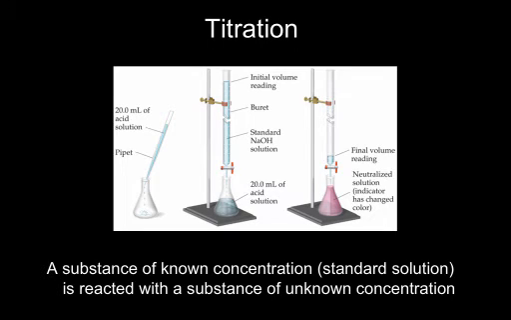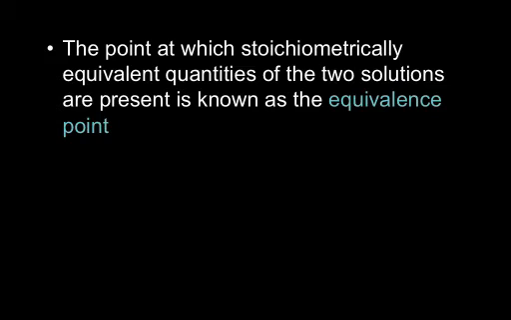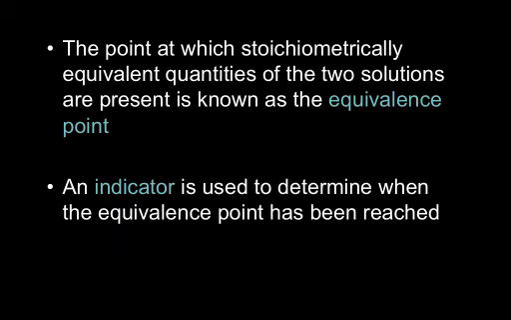So like we just said, we have a substance of known concentration. It's used to react with a substance of unknown concentration. Okay, so when you end up with equivalent quantities of the two solutions, then we are at what's called the equivalence point. And then we stop at the equivalence point, and that's when we take our readings, and then we can do our calculation from there.